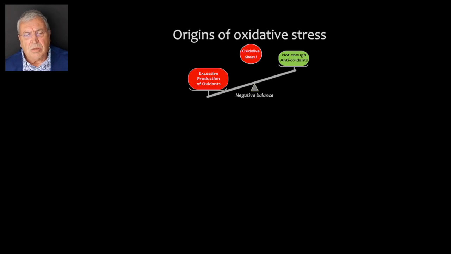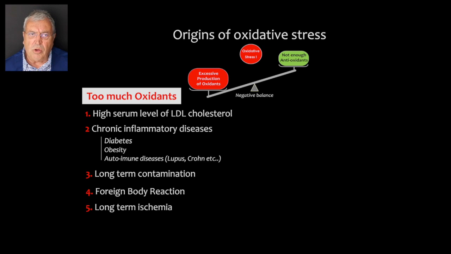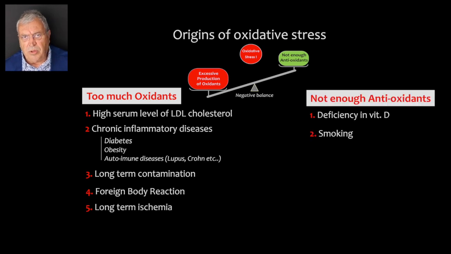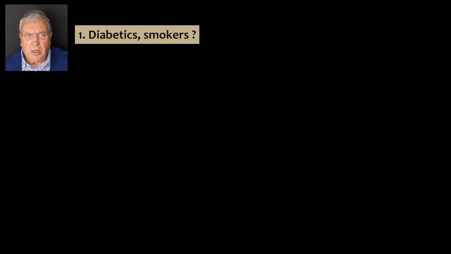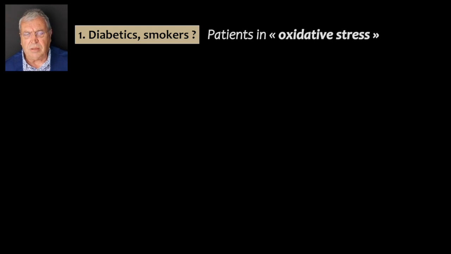What are the origins of this oxidative stress? We said too much oxidant or not enough antioxidant. We will analyze all the situations. First, now we can explain most of the complications. First, diabetics and smokers. We know that these patients are meeting more complications, more failures, because they are in oxidative stress.